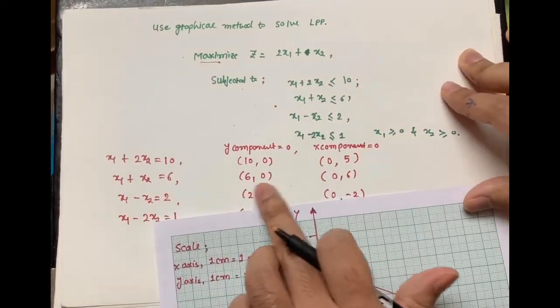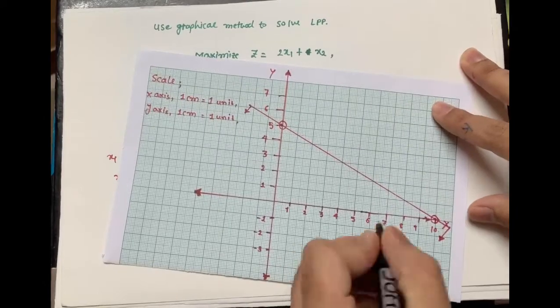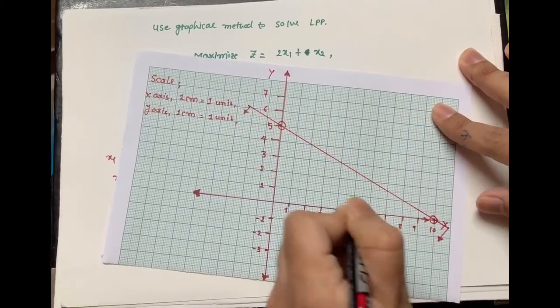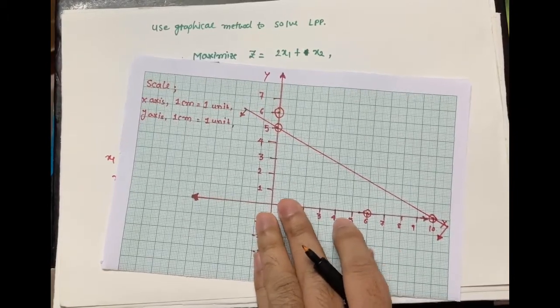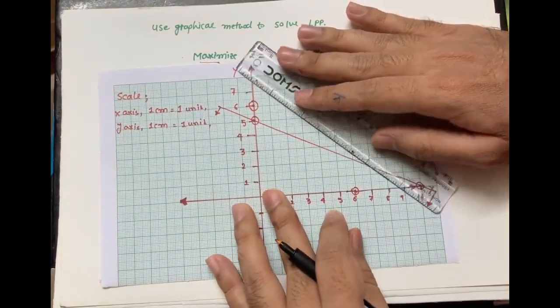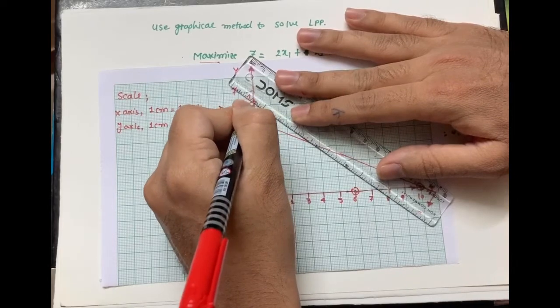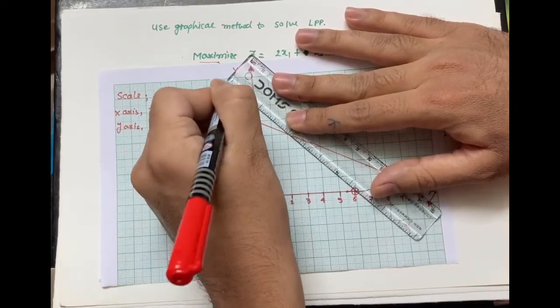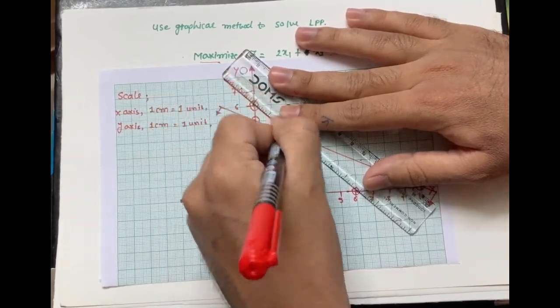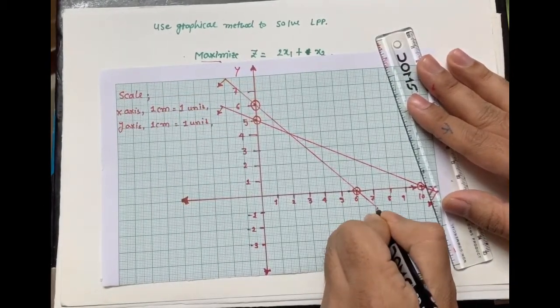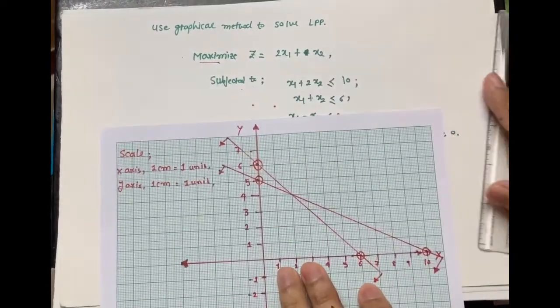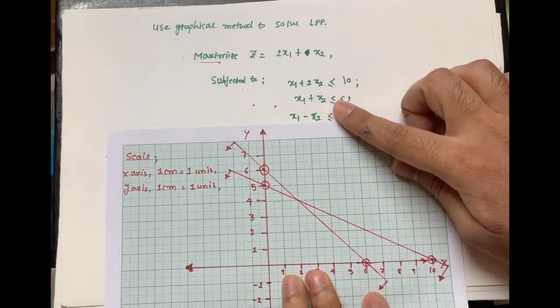Now second. For the second line it is 6, 0 and 0, 6. This is my 6, 0. This is 0, 6. So 6, 0 and 0, 6. If I connect them, again the sign is less than or equal to, hence that condition is satisfied.